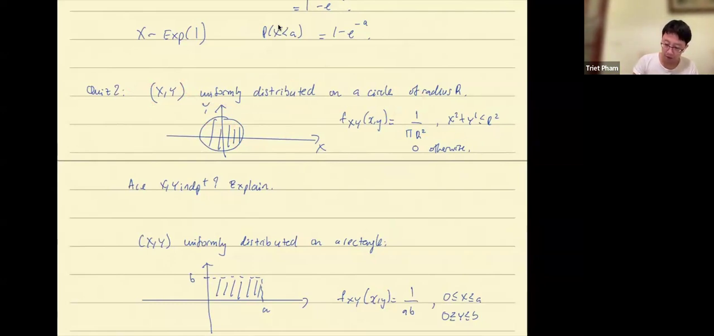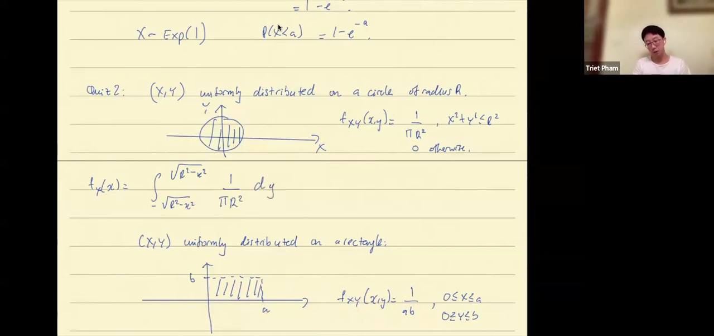Well, let's see. Let me erase this. Okay. So for fixed X, Y goes from minus square root of R squared minus X squared to square root of R squared minus X squared, dy, which will be 2 square root of R squared minus X squared over pi R squared, where X runs from minus R to R.